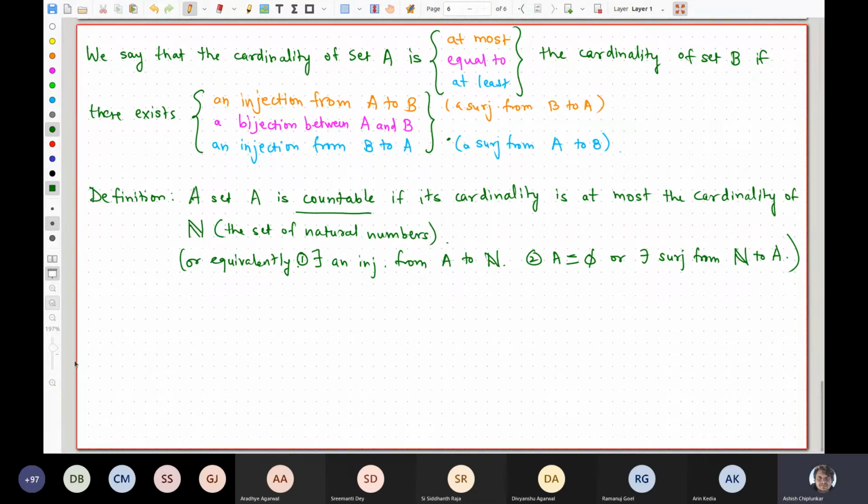Okay, so Aradhya's claim is that the cardinality of any infinite set is at least the cardinality of N. If you want, you can give a little thought to how you write this proof, and maybe we could discuss this in the tutorials. So take this as a tutorial problem.